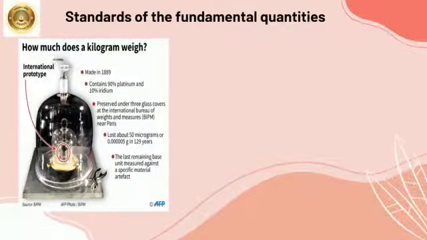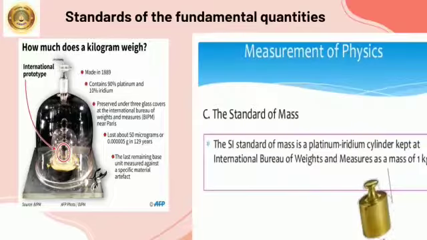As a standard of mass, a solid cylinder made of platinum iridium, that is 90% platinum and 10% iridium, is kept in the International Bureau of Weights and Measures at Paris. This mass is called 1 kg. This was made in 1889. It is preserved under 3 glass covers at the International Bureau of Weights and Measures in Paris. Official accurate copies of this prototype are distributed around the world as national prototypes.